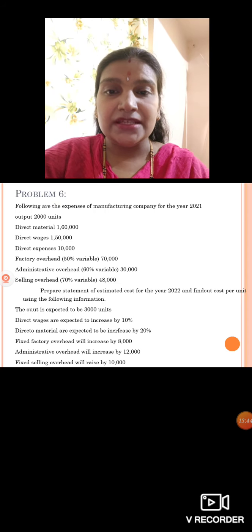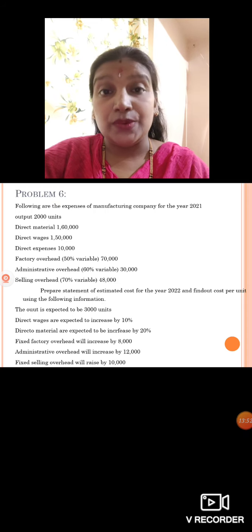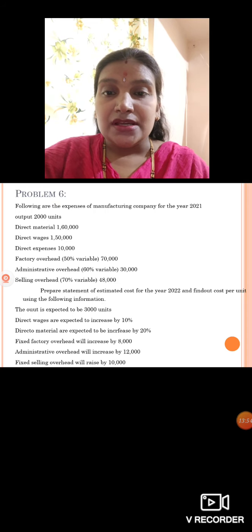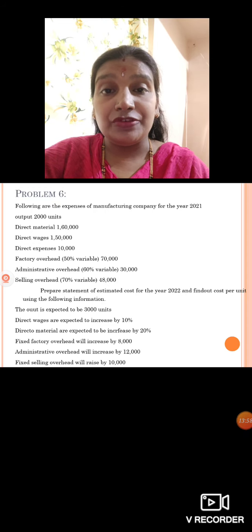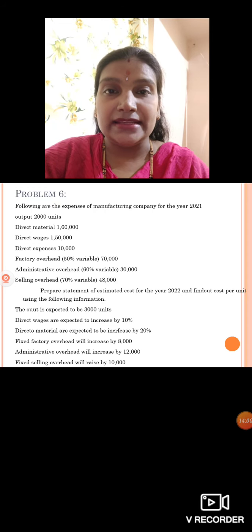One more time I'll explain. Direct wages, what you will do, you're going to increase it by 10%. Okay. Then direct material increase you have, again it is 20% direct material. Then fixed factory overhead, only for fixed factory overhead you should add 8,000 here. Then you have to divide it by 3,000.